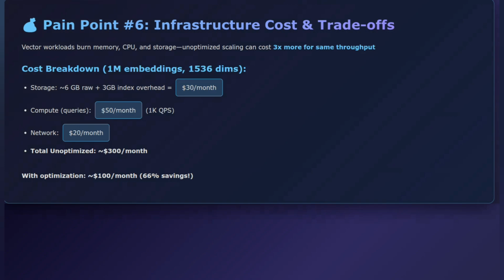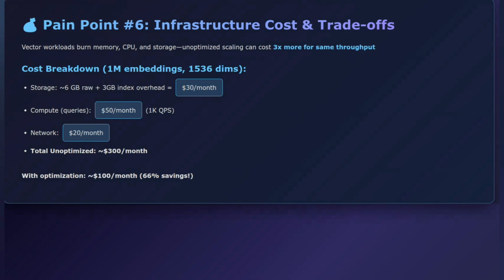Compute, handling 1,000 queries per second, assuming $50 per 1 million queries. That's $50 per month. Network, inter-region data transfer, caching infrastructure, etc. About $20. Total, $100 per month for a well-optimized system.